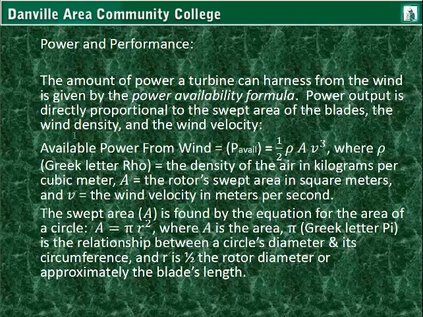The wind density is basically the thickness of the air, and the wind velocity is its speed. And we're assuming the direction of it is straight into the rotor swept area. So the available power from the wind, that's not the power at the rotor, it's just the power of the wind passing through that swept area, is given by the formula derived through dynamics: power available is equal to 1/2 rho A V cubed, where rho is the density of the air in kilograms per cubic meter, A is the rotor swept area in square meters, and V is the wind velocity in meters per second.